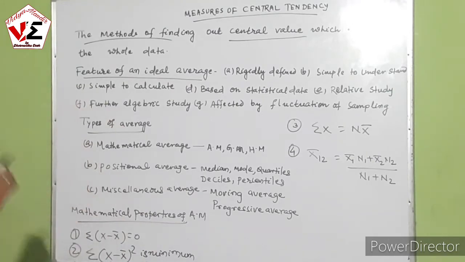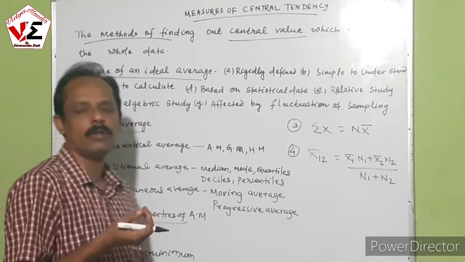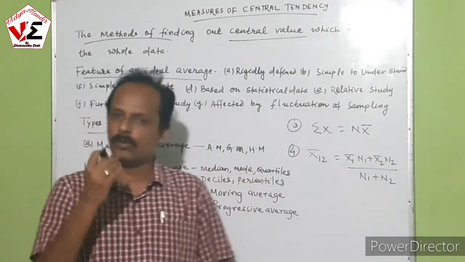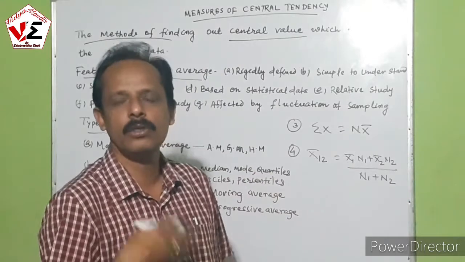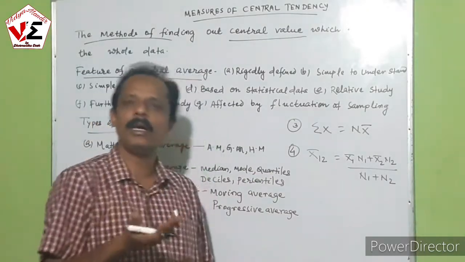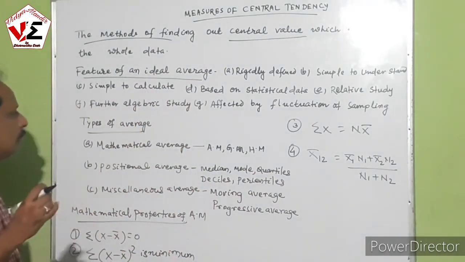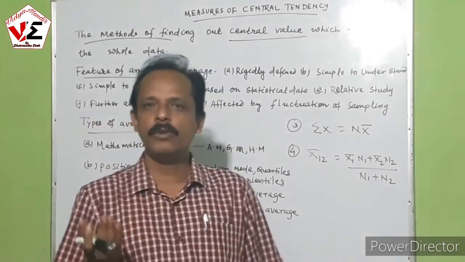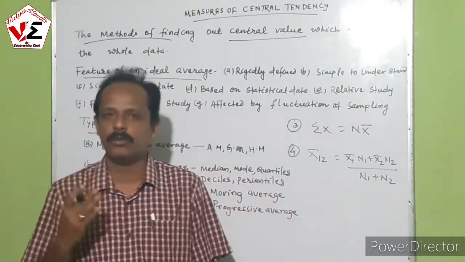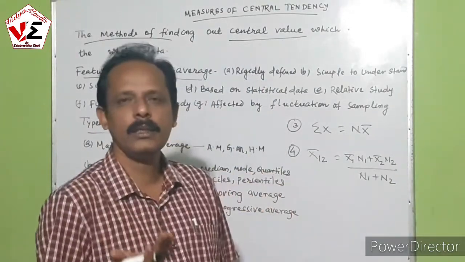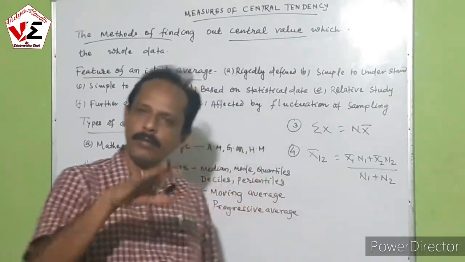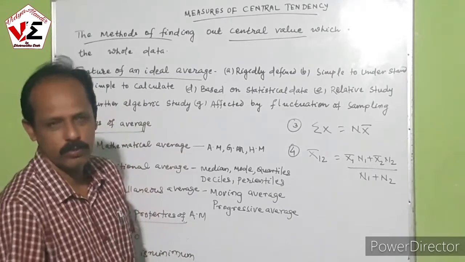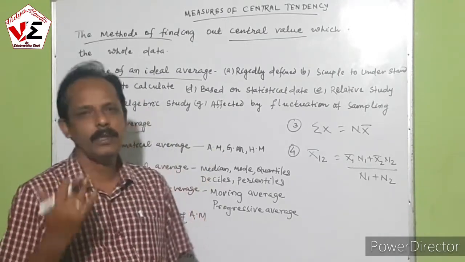Second, it is simple to understand and easy to calculate. We can easily calculate the average and it is very simple to understand. Even a layman can understand it easily. Next, based on statistical data. Suppose you are taking the average height of the students in a particular class. Let there be 10 students, and we take the sum of the heights of the students and divide by the number of students, let it be 10.